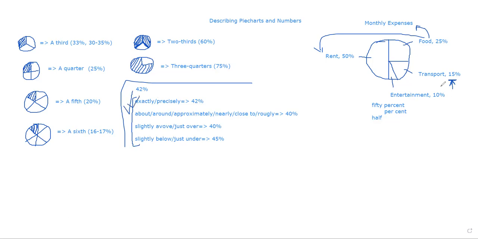If you wish to use the number as it is, if you want to say 15%, you can use exactly or precisely. Or you can say about 13%, around 17%. Or you can say slightly above 10%, meaning slightly above a tenth. Or you can simply say slightly below, just under 20%, meaning slightly below a fifth. Yes, slightly below a fifth. Okay, 20%.